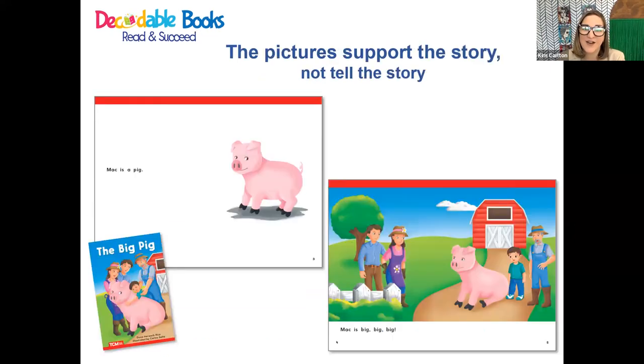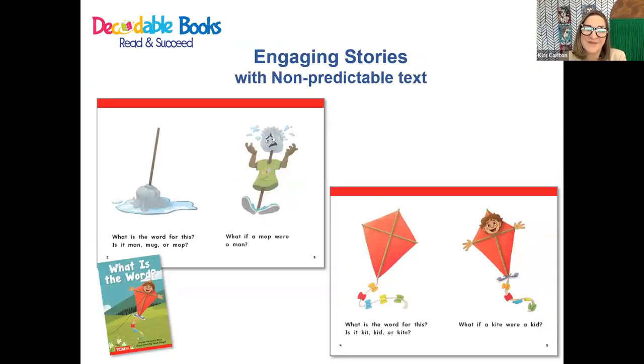Next slide. All of the books have fun, vibrant illustrations or pictures, and these pictures support the story, but they don't tell the story. Next slide. The fun and engaging stories have non-predictable text. Kids will want to read and reread these books over and over again as they grow in their reading skills.